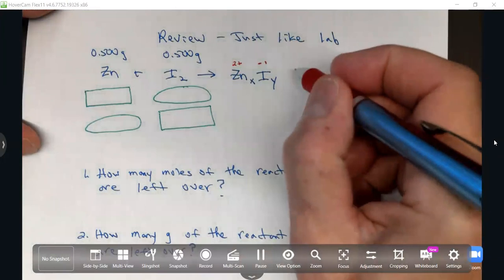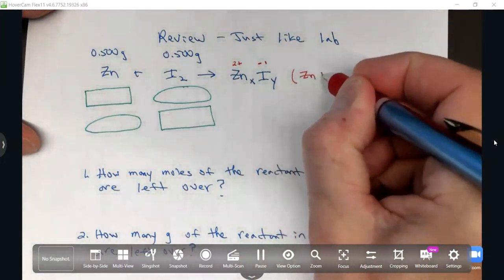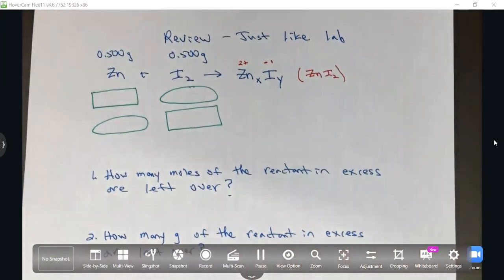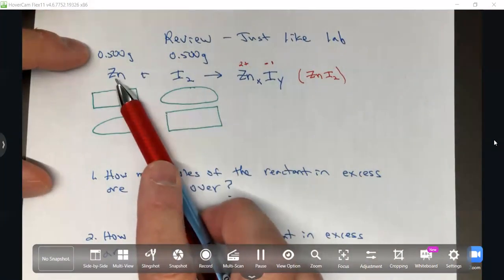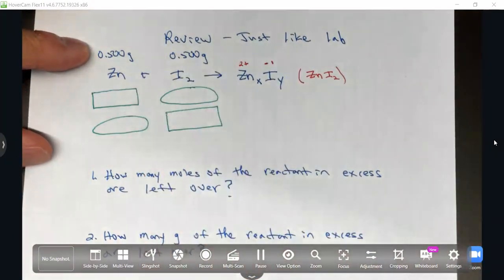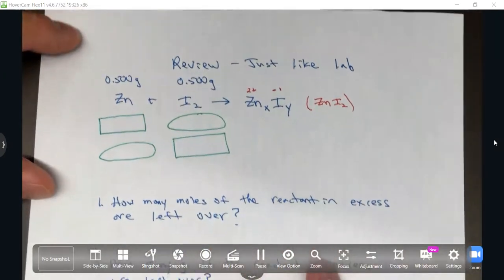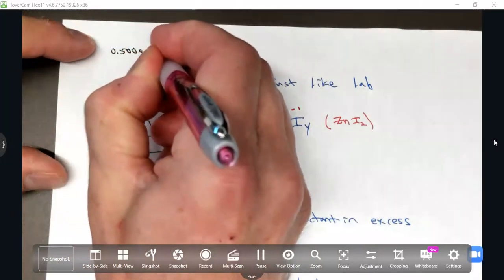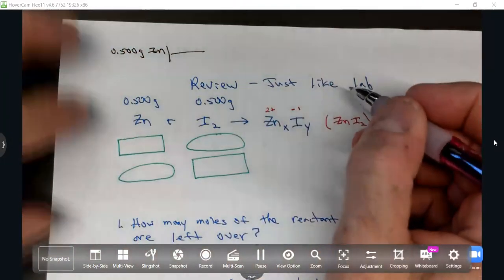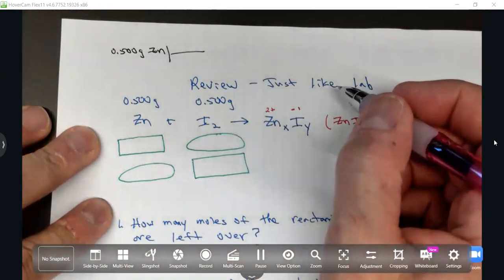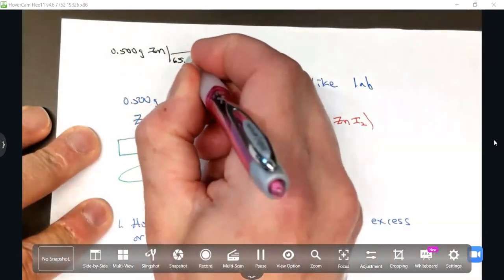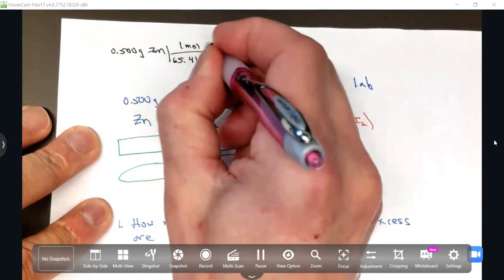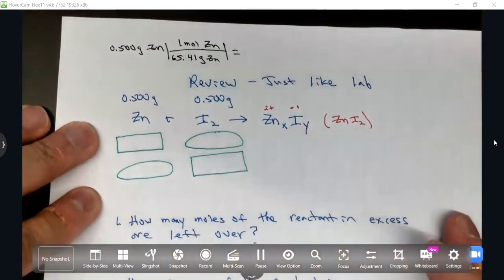So we're looking to get hopefully this. Right? I mean, that's the only possibility we can get. But it says to add about 0.5 grams of each. So if you add about 0.5 grams of each, let's calculate how many moles that is up here. So if we have 0.500 grams of zinc, and what do we got? 65.41 grams per mole. That would be our starting moles of zinc.